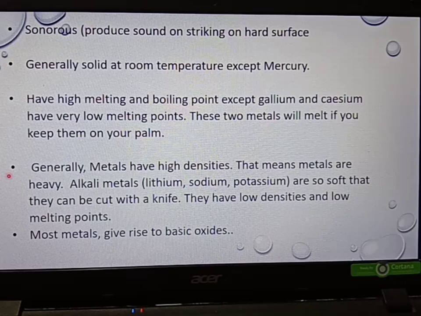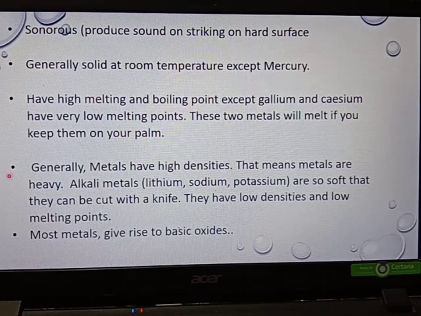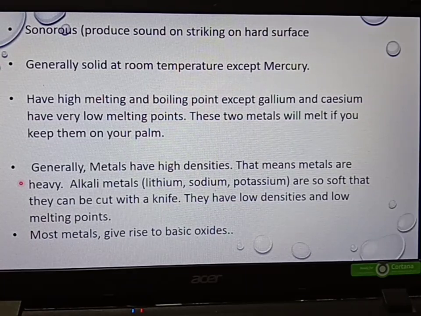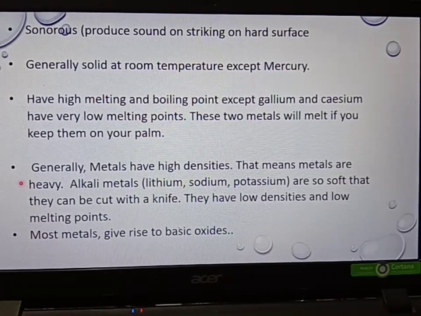Metals, next property is they have high densities. Except some metals like lithium, sodium, potassium, all metals have high densities. And these soft metals like lithium, sodium, potassium can be cut with a knife because they have low densities and low melting points. And the last physical property of metals is that metals give rise to basic oxides.